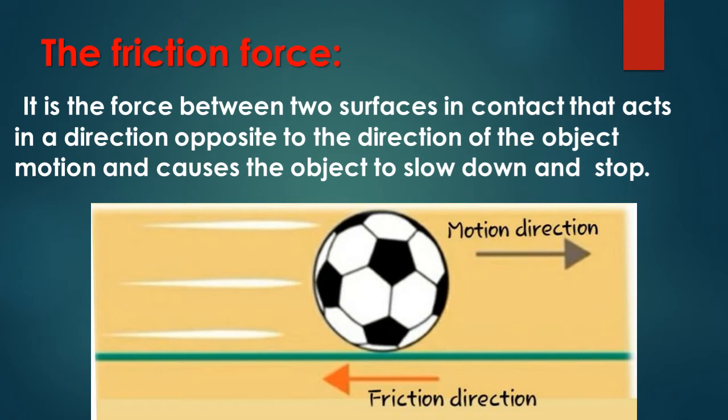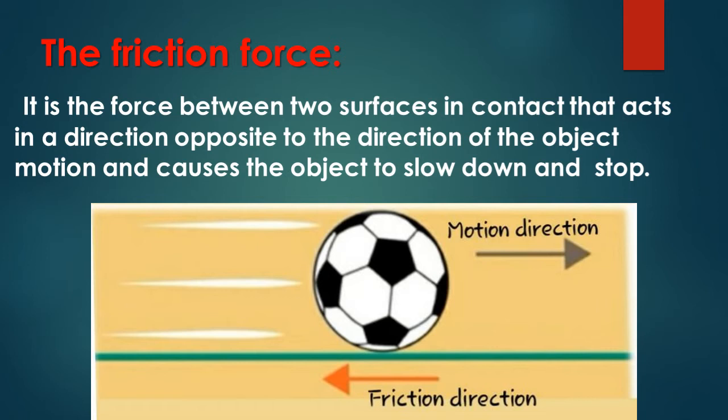Okay? Then again, the friction force is the force between two surfaces in contact that acts in a direction opposite to the direction of the object motion. And this force causes the object to slow down and stop. مش احنا لما بنيجي نعمل كيكد للبول نشوط الكورة. After some time we found that the ball stopped. بنلاقي ان الكورة وقفت. طب ايه السبب؟ Why that happened? That happened because of the friction force.